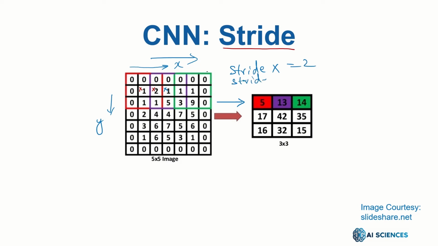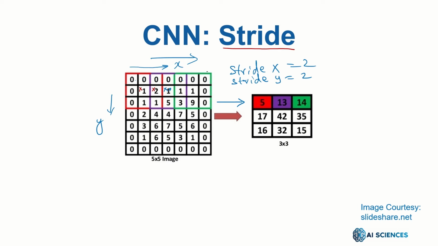And the stride in Y is also 2, which means if the input image is 1, 2, 3, 4, 5, 6, 7, the output image will be half of that in each dimension. So you do this: rather than taking 1 pixel, you jump 2 pixels and move there, then you place there.